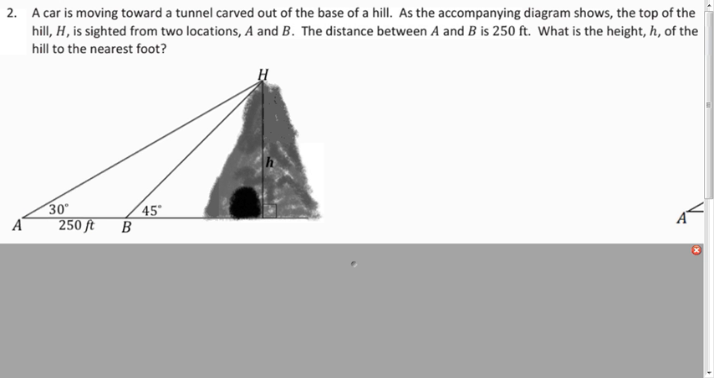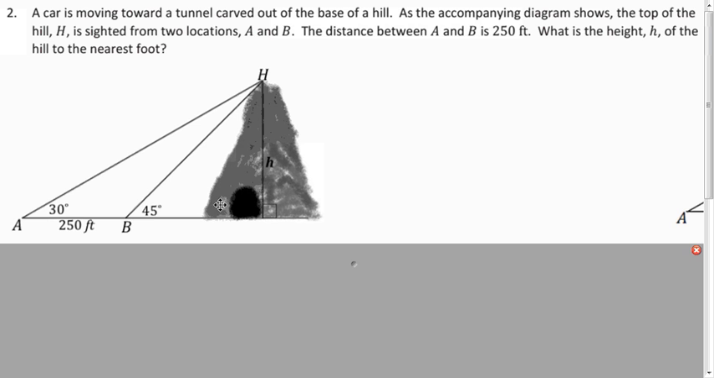So we have an application. They give us some information on here. We got a 30-degree angle here, 45-degree angle here, a right angle over here. I want to figure out what's the height of the hill. Well, they only give us this 250, which is a distance from A to B. So that's a part of this obtuse triangle over here. And H isn't a part of that. So H is going to have to go to the side for a moment.